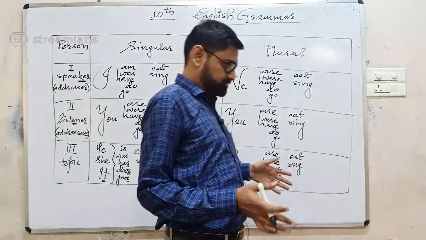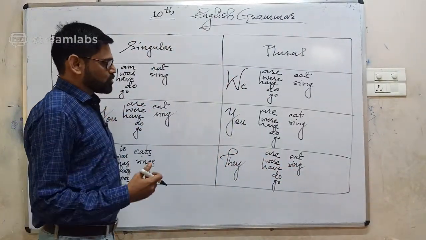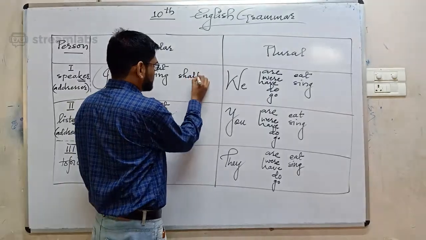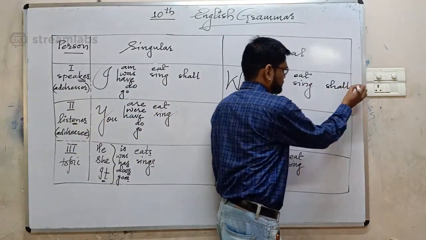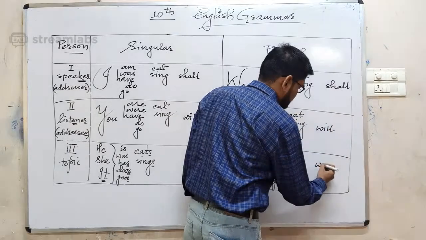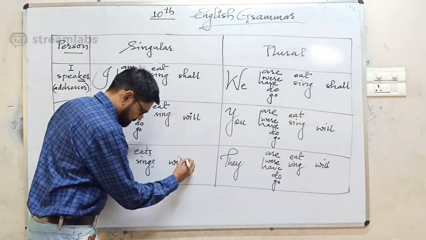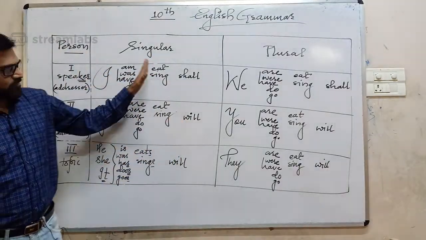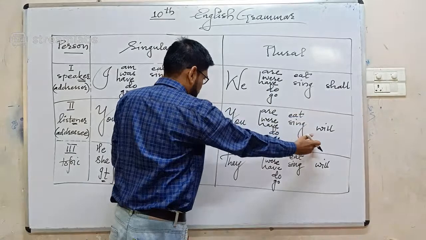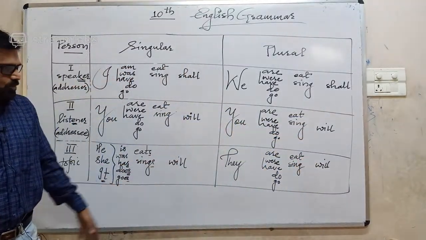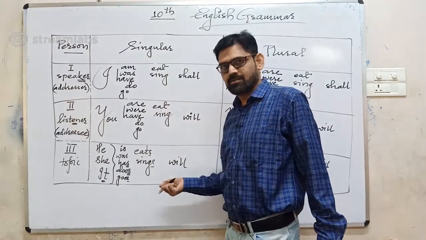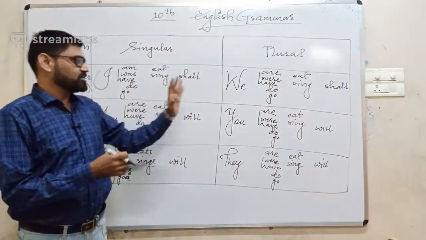If we come to future tense, the traditional, conventional rule in English grammar says shall is used with first person and will is used with second and third person, irrespective of number, singular or plural. But still, you must have heard I will more commonly than I shall. But this is what the rule is. So it should be I shall, we shall. Yes, this is the rule.